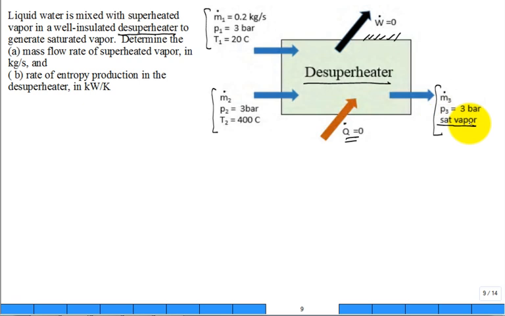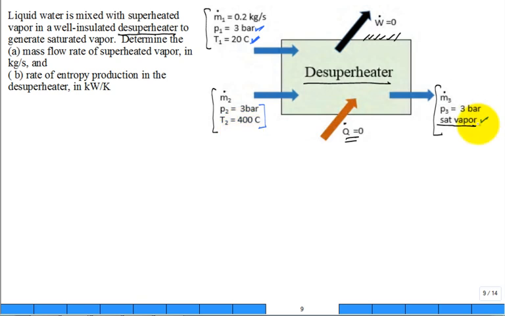Saturated vapor. So what came in, look at this temperature and pressure. That's water at 3 bar, 20 degrees C. Do you have enough experience that you could tell me a little bit about the state of that water coming in at 3 bar, 20 degrees C? Subcooled liquid. Take a look at this. Water coming in, 3 bar, 400 degrees C. What do you think? Superheated vapor. And what comes out?